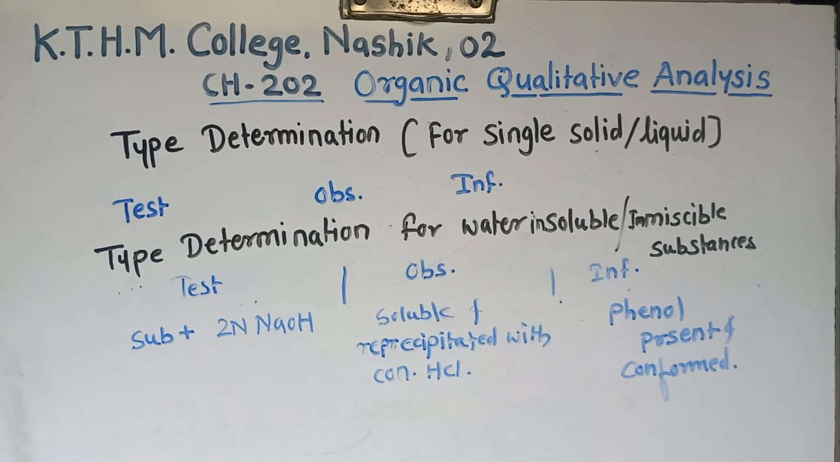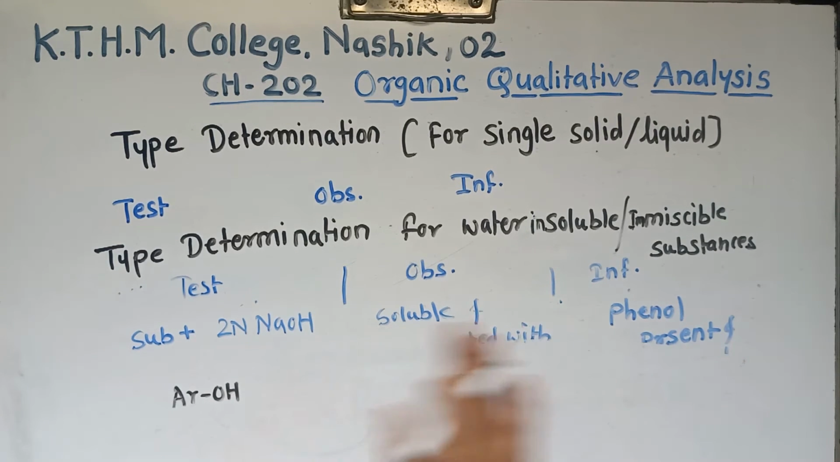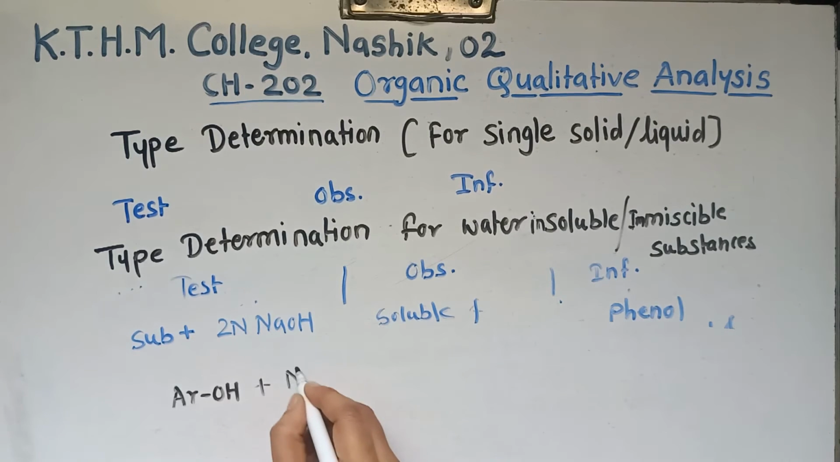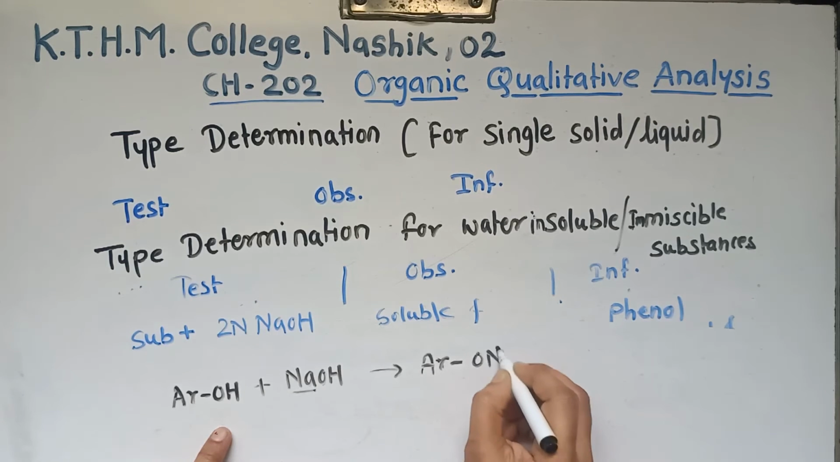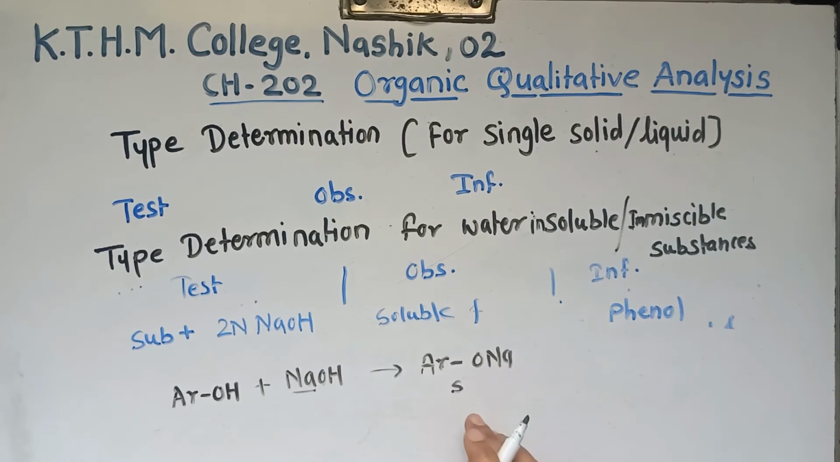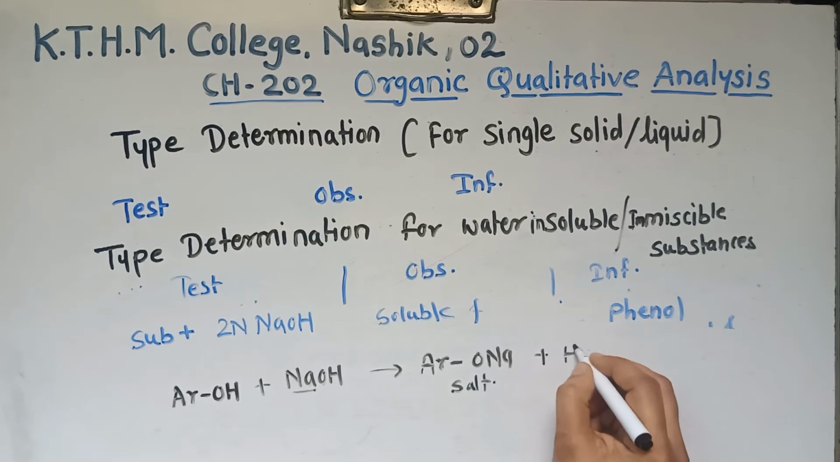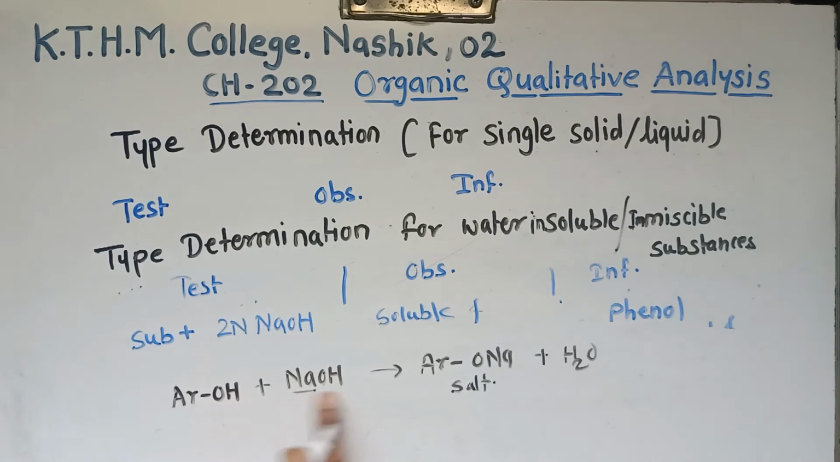So what exactly is the reaction here? Students, phenol is nothing but the ArOH functional group. When we add NaOH, what happened here? The Na again replaces the H, giving ArONa. Again it is a soluble salt, and water is formed. H2O, so water is given out.